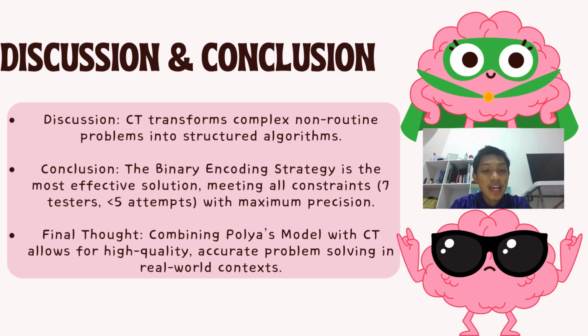So, this is our last discussion and conclusion. But don't be too sad. For discussion one, computational thinking transforms complex non-routine problems into structured algorithms. It helps us make the problem easier to solve. And for conclusion one, by using binary representation, we optimize our resources to achieve the highest quality result.